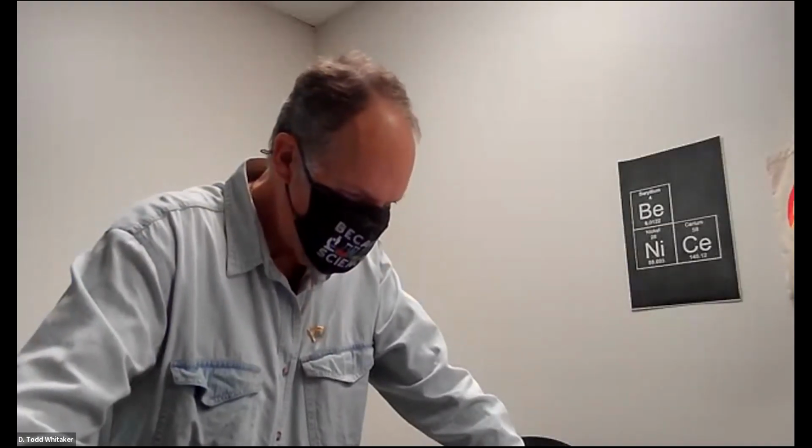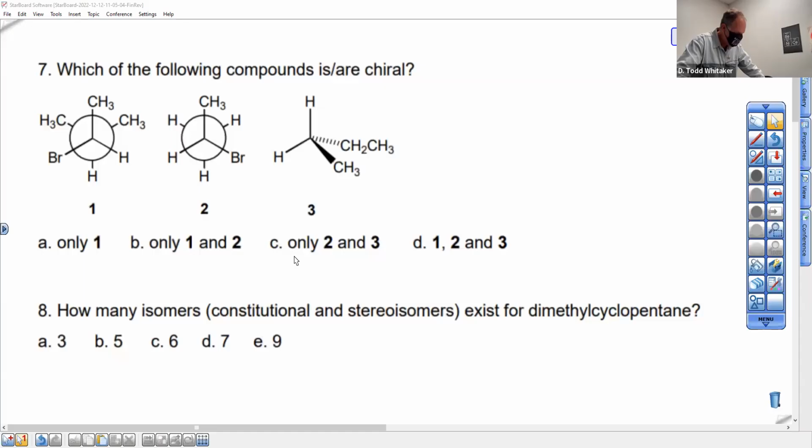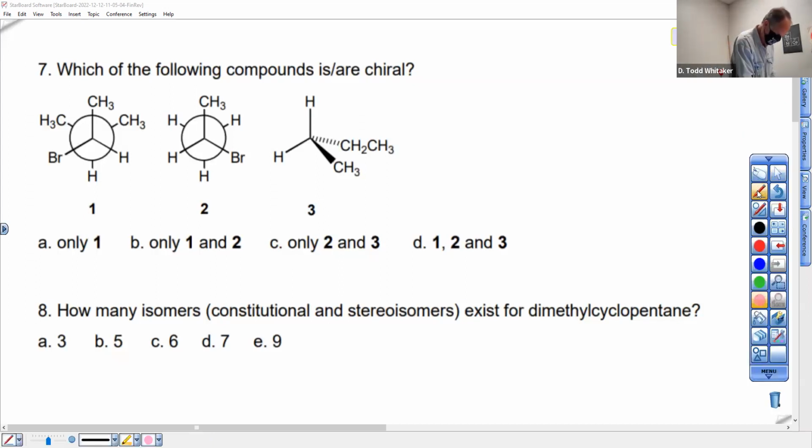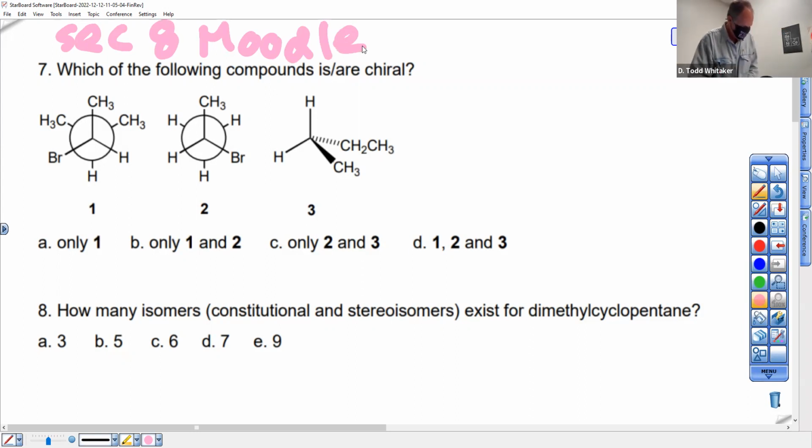Continuing our exploration of multiple choice found on the final exam study guide, section 8 of Moodle. Section 8 has the study guide. Sec 8 Moodle, written in highlighter. Which of the following is or are chiral?